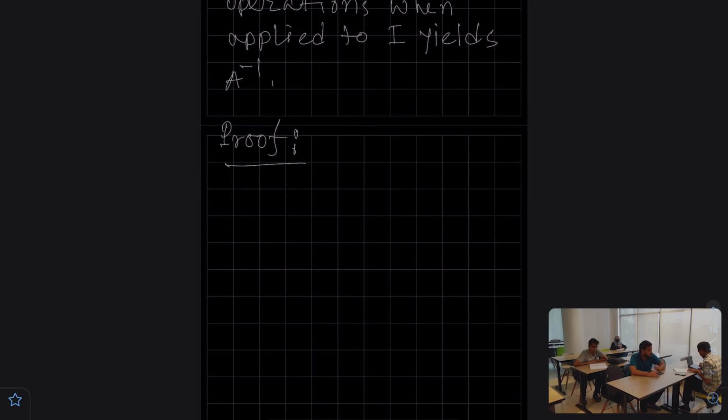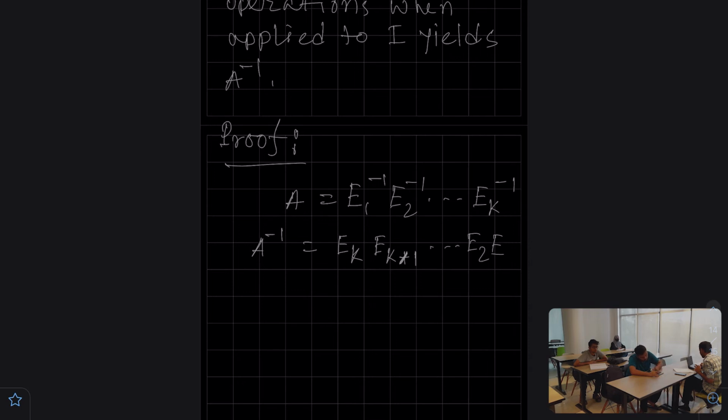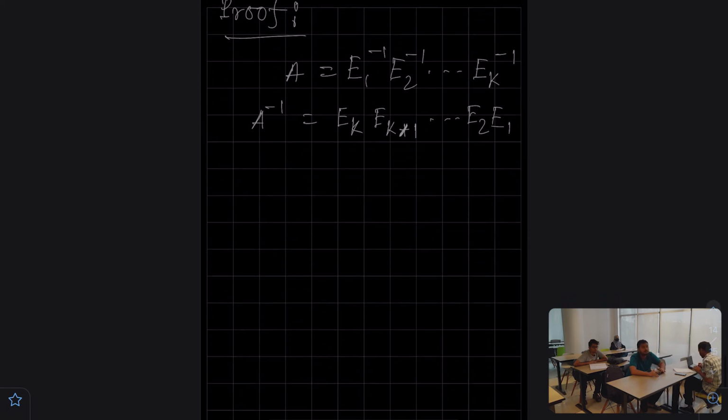And we know that A is what? From the previous theorem, we know that A is E1 inverse, E2 inverse, dot dot, EK inverse, right? And this is a multiplication of invertible matrices. That means the elementary matrices are invertible. We know that, right? And then I can take the inverse of A, and this will be simply EK, sorry, minus 1, dot dot, E2, E1, right? Now let's just check A times A inverse. This is what?